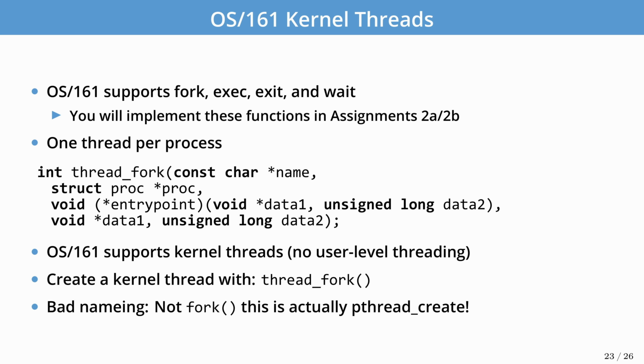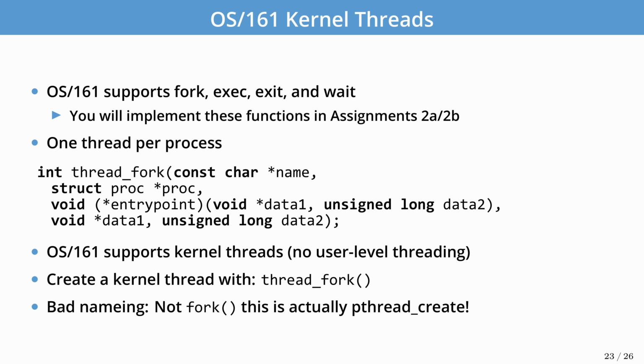Kernel threads in OS 161 can be created in a very similar way to pthread create, but we're going to use a function called thread fork. Thread fork allows you to specify a name, which is really just there for debugging to make your life easier, a process that thread should be associated with. Threads can be created on behalf of processes, so they still are associated to processes, and a function that we want to enter into, and then we allow two arguments to be passed in. One is a void star, similar to the way that we pass in arguments in pthread create, and the other is a long, an unsigned long.